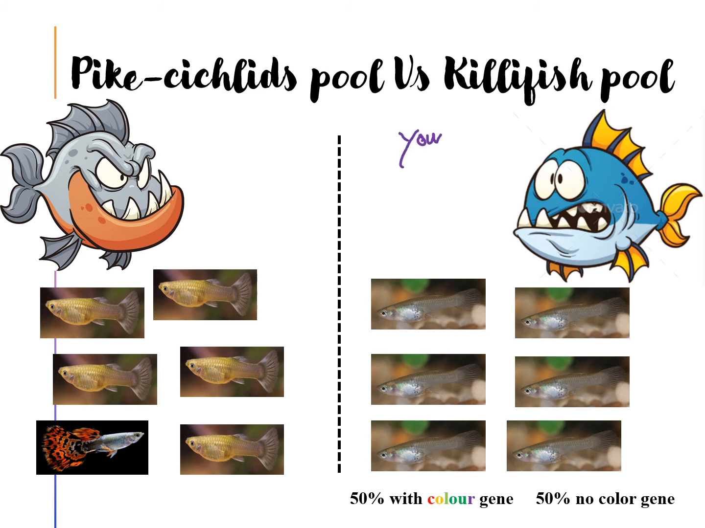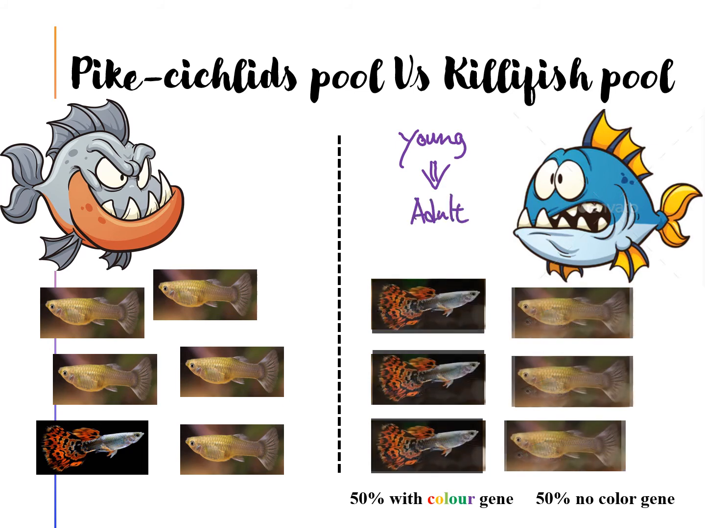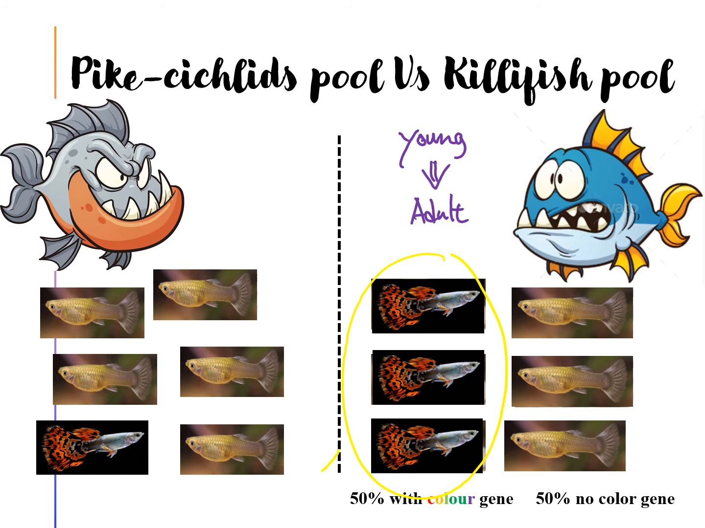When the guppies grow from young, that means the juvenile, to adult, the percentage of colorful guppies is still the same as the drab guppies. At the end, just take a look at the percentage. You can see that the killifish pool has a greater percentage of colorful guppies than the pike cichlid pool.